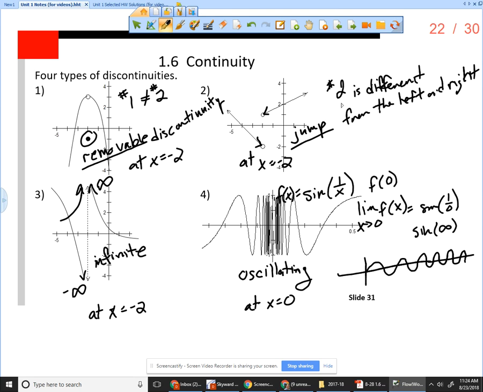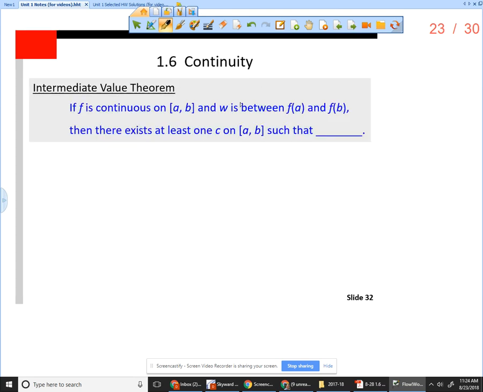All right. Next, slide 32. The intermediate value theorem. So it says if f is continuous, so obviously we have to make sure we understand what that word means, on the closed interval a to b, and w is between f of a and f of b, then there is at least one c on a to b such that f of c equals w. That is one that we do want to memorize, but it's far more important that we understand what it means and we can apply what it means.